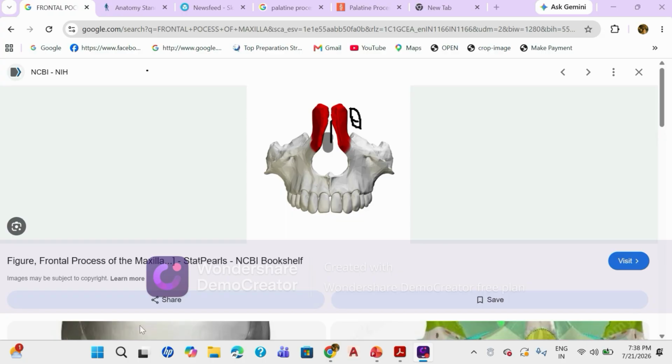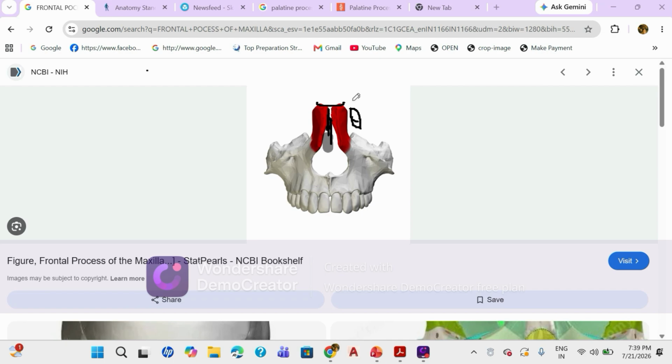Then next is the medial surface. On the medial surface, you can see the nasal cavity. It is rough and uneven, articulates with the ethmoid bone, and also closes the anterior ethmoidal sinus below the ethmoidal crest. This surface articulates with the ethmoidal bone. Then the upper part articulates with the frontal bone. Here we have the frontal bone. Then posteriorly is the lacrimal bone.